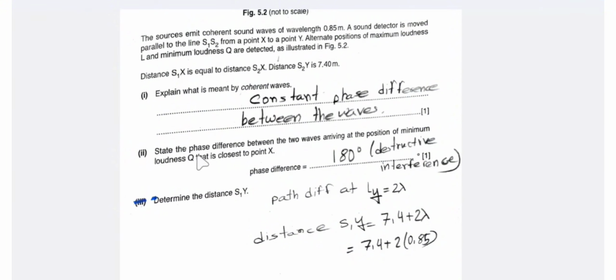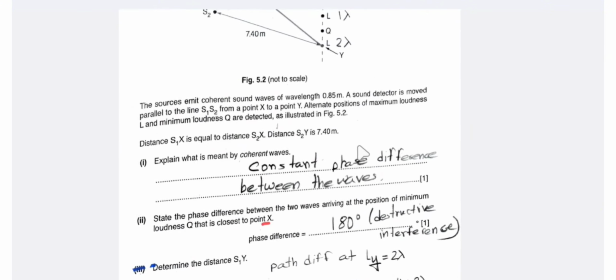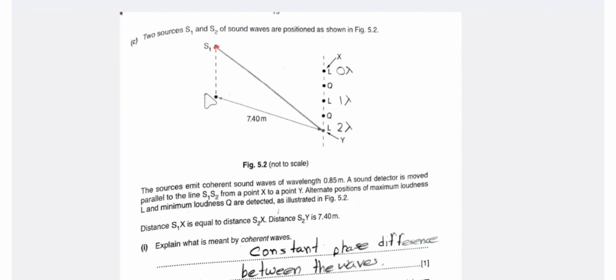So state the phase difference between the two waves arriving at the position of minimum loudness Q that is closest to point X. So first of all, what is point X? Now S1 and S2 emit sound, and position X is the center of S1 and S2. Here we can see that position X is the central maximum amplitude, the central position of maximum amplitude, between the two sources.